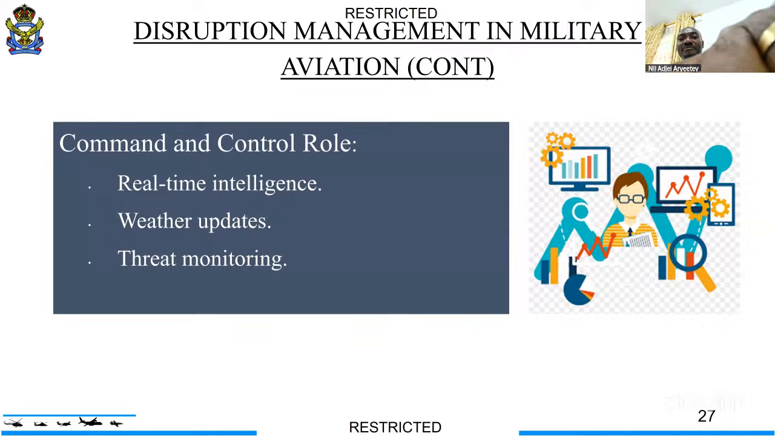Then we also have the threat monitoring. Threat monitoring is relevant for us in Ghana in particular because our neighboring countries, Burkina Faso, Cote d'Ivoire, and Togo, all have been attacked by terrorists before. So we know the risk we face in the sub-region. We always have to be ready. These can cause serious disruptions when they are taken for granted. Our last crash in Ghana was caused by weather.